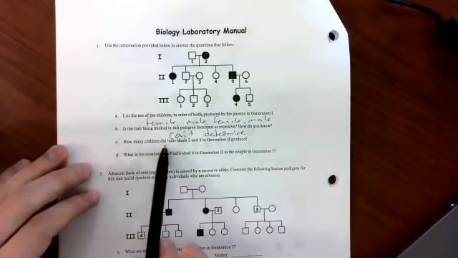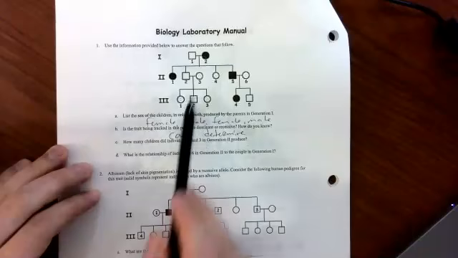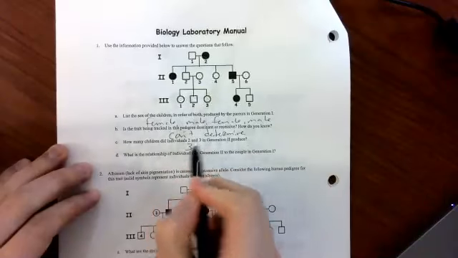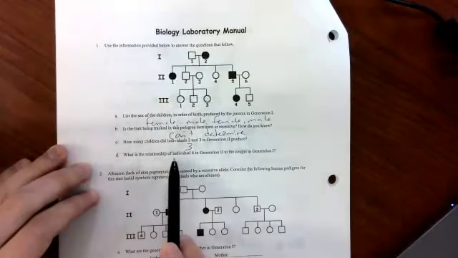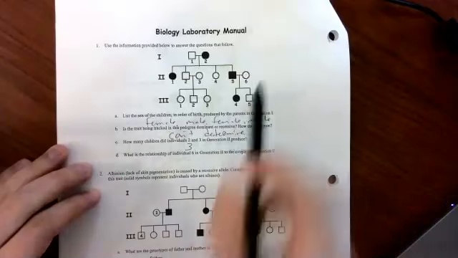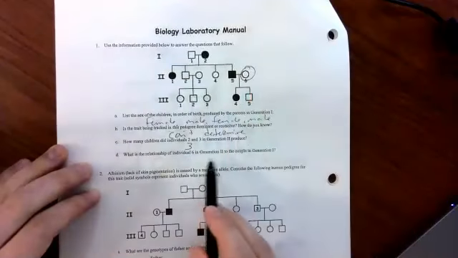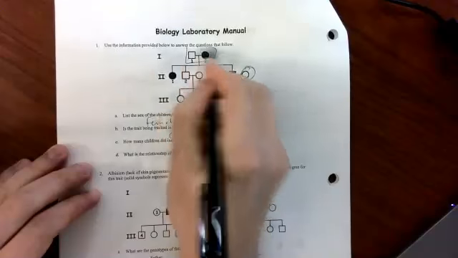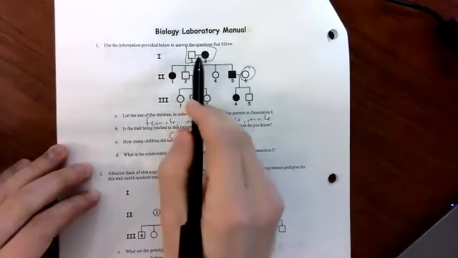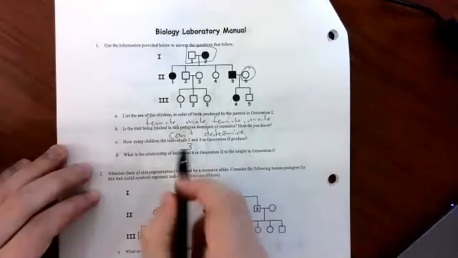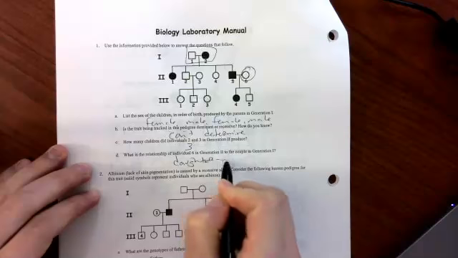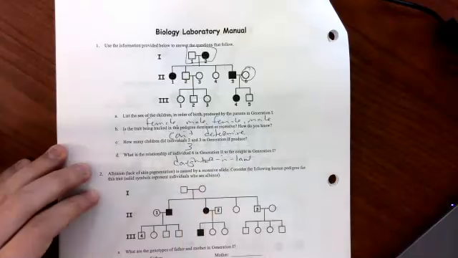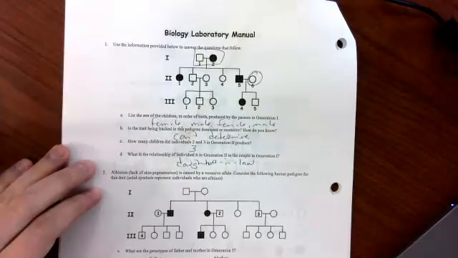How many children did individuals 2 and 3 in generation 2 produce? They produced 3 children, right? So this couple had 3 children. What is the relationship of individual 6 in generation 2, so this individual, to the couple in generation 1? So how is she related to them? That's their son, so this would be their daughter-in-law. Okay, cool. All right, let's do number 2.